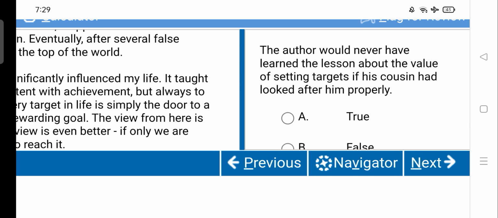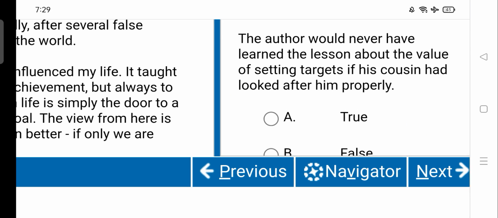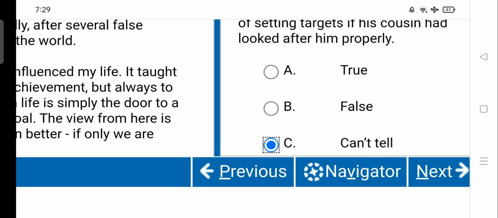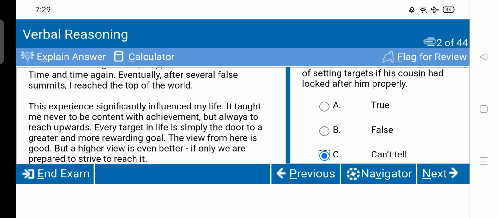So the statement that is given here: the author would never have learned the lesson about the value of setting targets if his cousin had looked after him properly. Is the statement that we can't tell about. So we select option C as the right option.